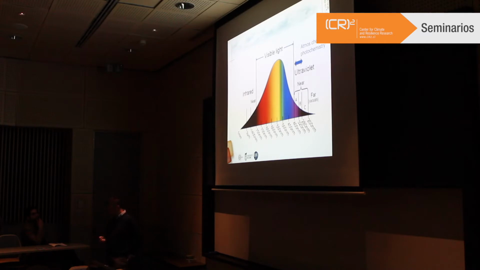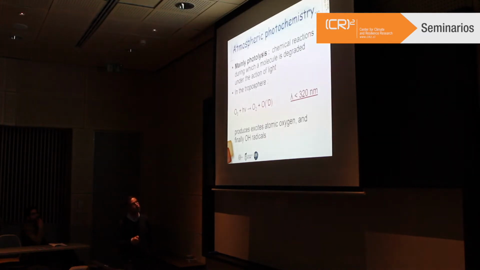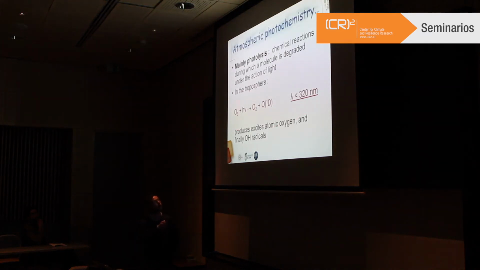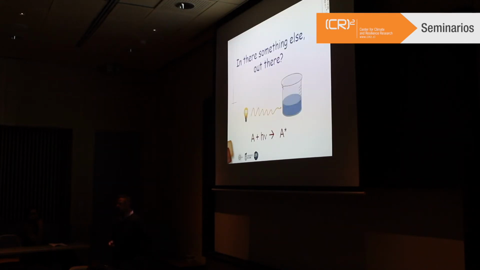But is that the only thing going around? There's a major reaction taking place in the air, the photolysis of ozone going to O(1D), which produces OH radicals, which is basically cleaning the air. That's very important. But my question is, is something else happening?